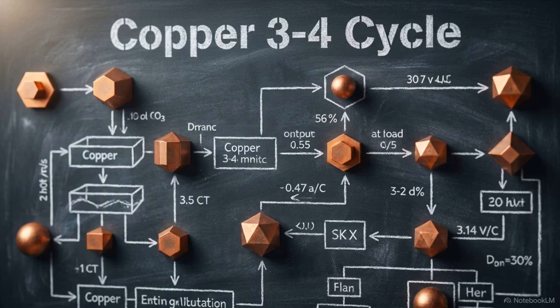The copper 3-4 cycle now stands as an objective, closed historical record, measuring the strict, rule-based execution of the market DNA geometric framework.